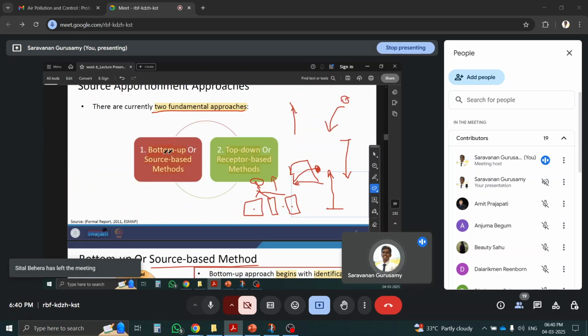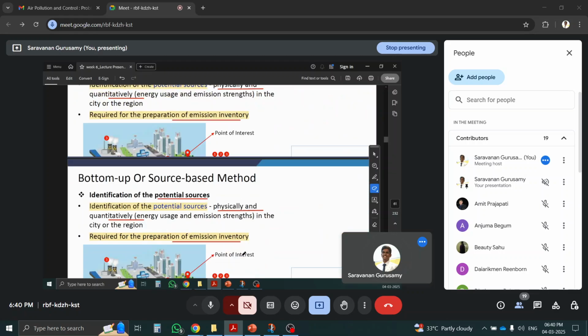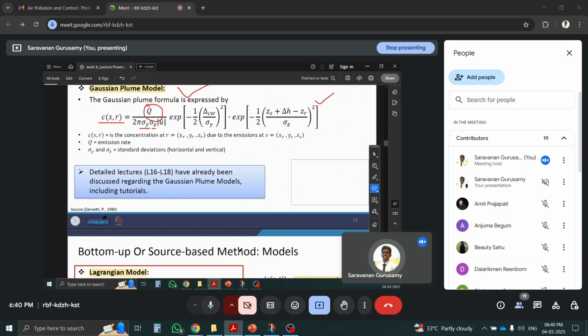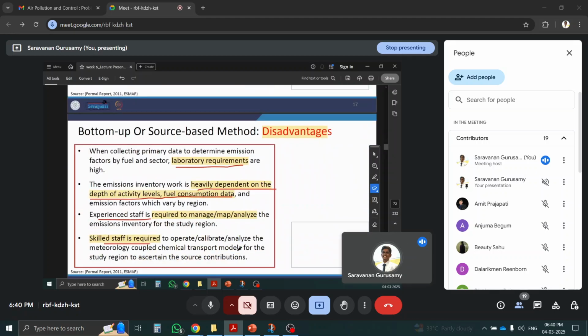Here, if you see, bottom up is source based method, and top down's other name is receptor based methods. So, source based is we are finding with the source. Receptor based is we know who is getting affected or which place is getting affected. That is the receptor, the person or the place who is getting the pollution. From there, I am going back to the source. So that's called receptor based. Source based is I know the source, I am working out how much pollution will happen. Okay, so top down's other name is receptor based model.